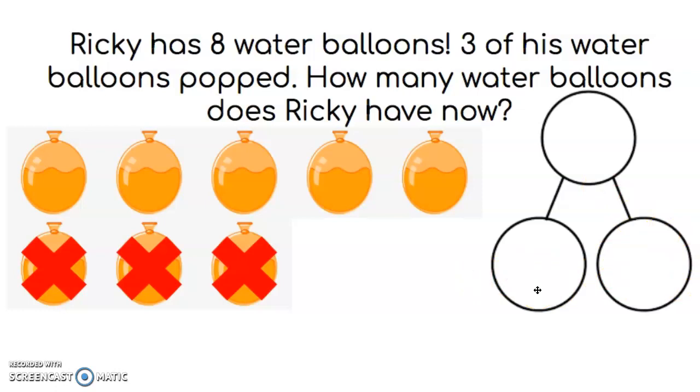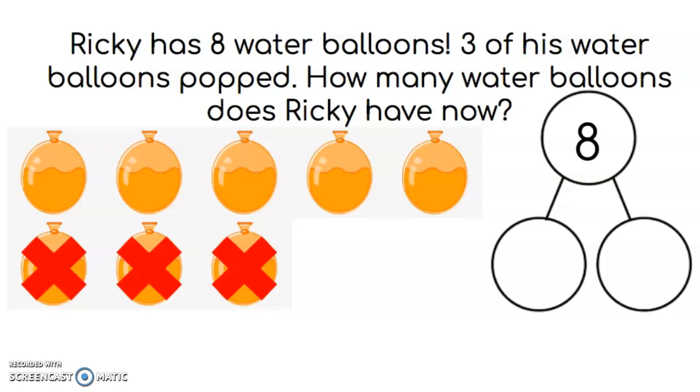Now, usually, your 2 parts will be completely represented in your picture. So as we go through this, I'm going to show you what I mean. So first, I'm going to start with our whole. What number is going to go up here as our whole? That means your biggest number. In this case, it's going to be the number of water balloons that Ricky started with. How many water balloons did he start with? Yeah, he started with 8.